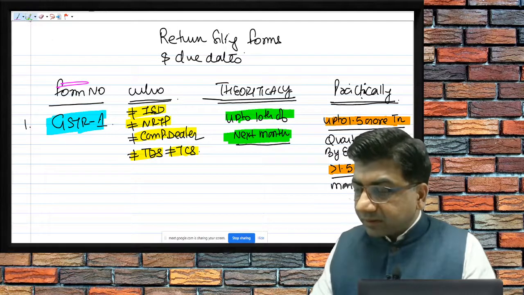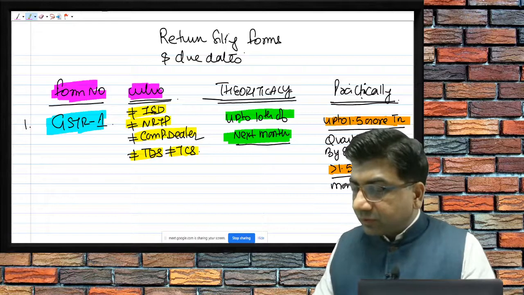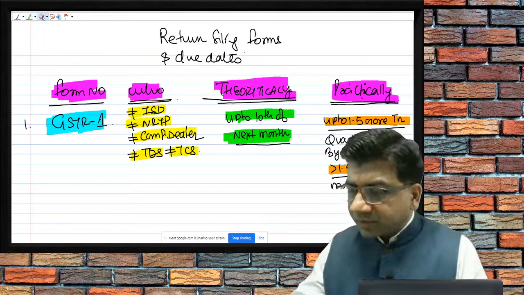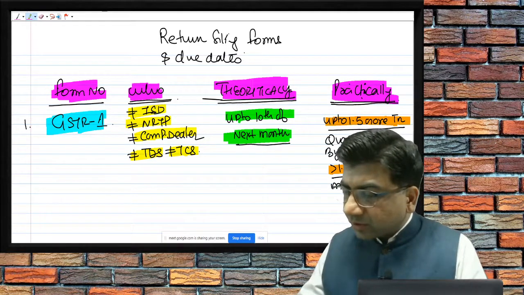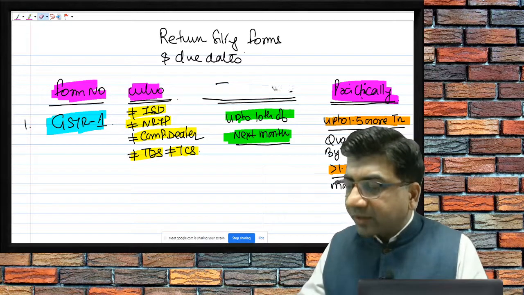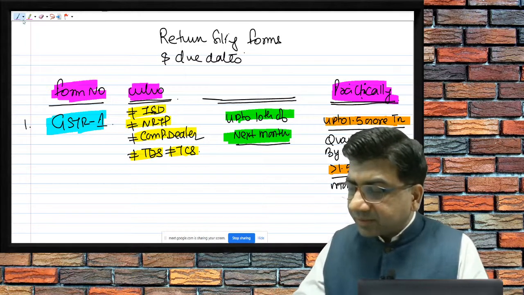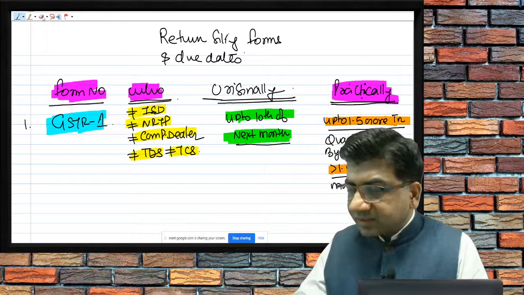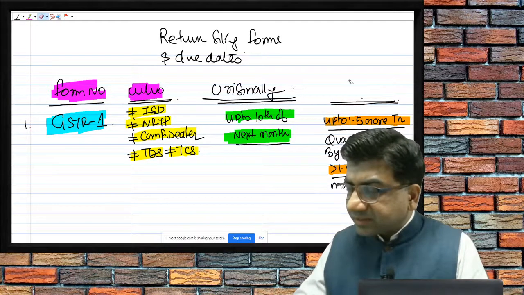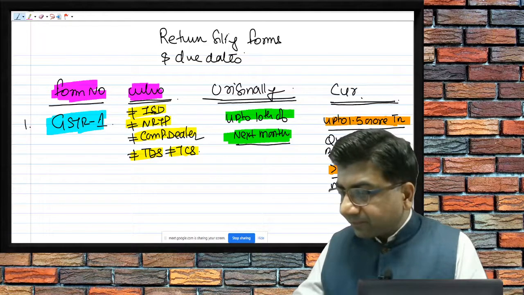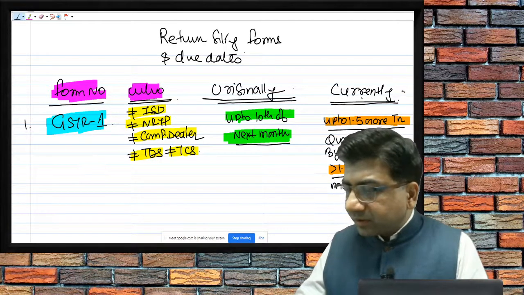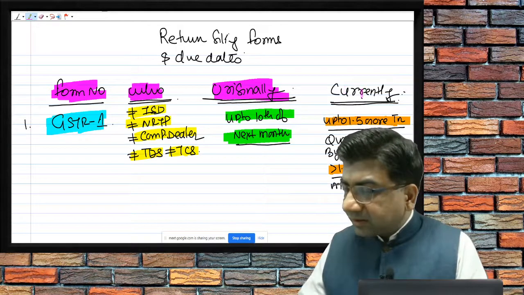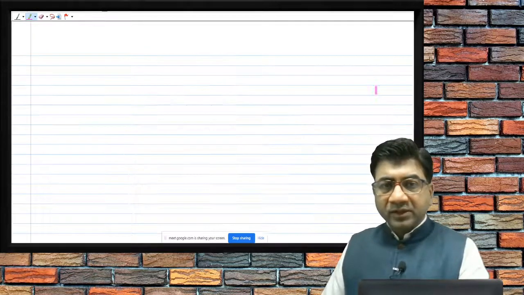Theoretically and practically. Theoretically means originally, not the present system. That is, the theoretical time limit is different, the practical is different. How can that be possible? The original system and the present system. It has not been discontinued. Yes, my dear friends, it is still followed, but the dates are like this. So originally and currently.